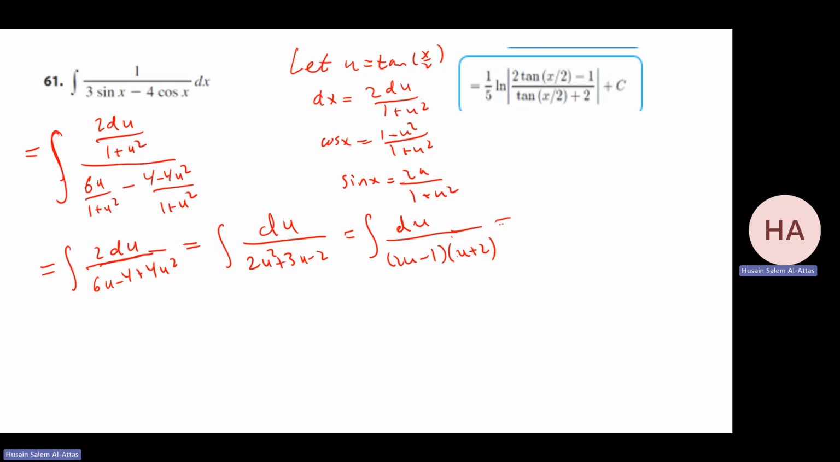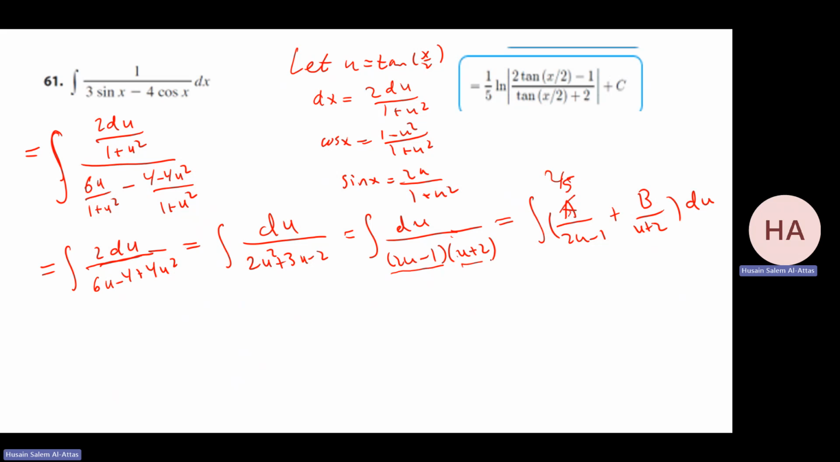So that will be what? Now I need partial fractions to do this. A over 2u minus 1 plus B over u plus 2 du. To do the partial fractions, I need the cover-up method. Let's cover this. Substitute u by half. Yeah, you get what? 1/2 plus 2 is 5/2. So 2/5. So A is 2/5. Okay.